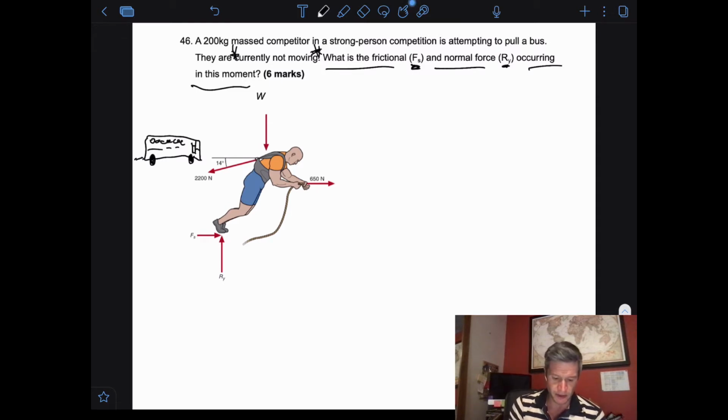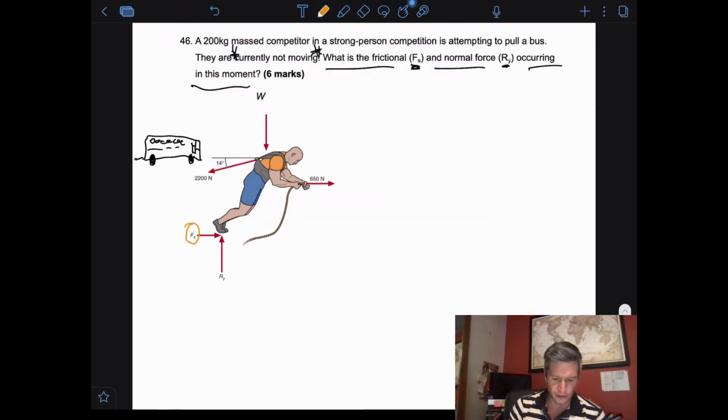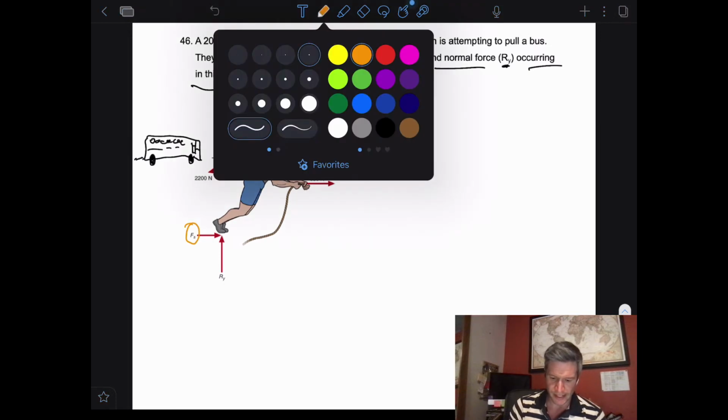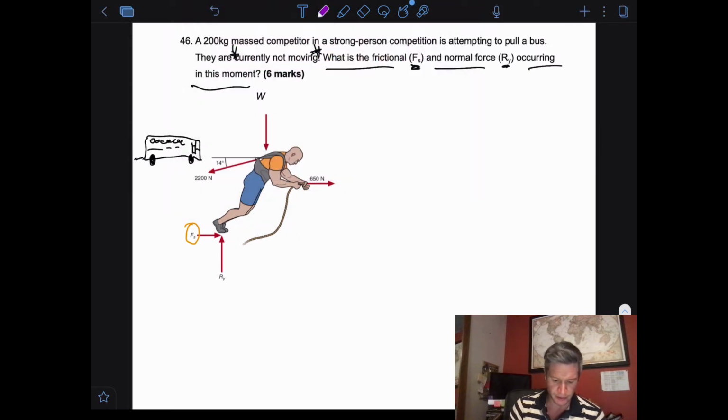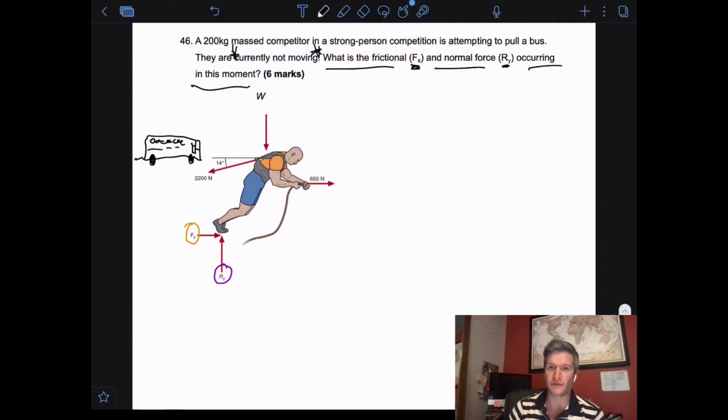Okay, so if we take a peek at the question, we're given a bit of a free body diagram, but just to clarify again, the frictional force is down here. Let's give it different colors. Let's give frictional orange, and I kind of like using purple, so the normal force is in that pinky purple, okay? And so those are the forces we're trying to figure out.